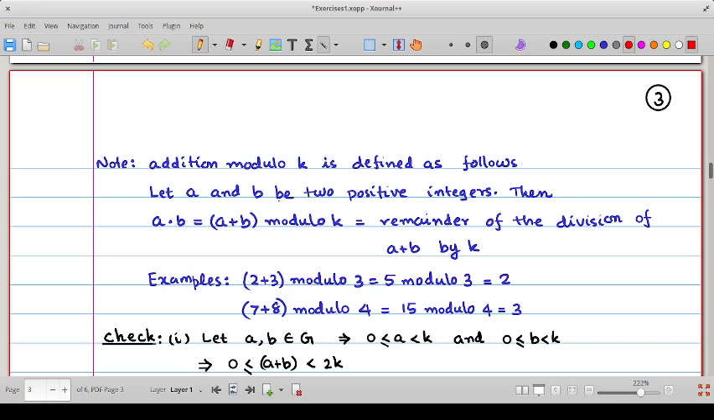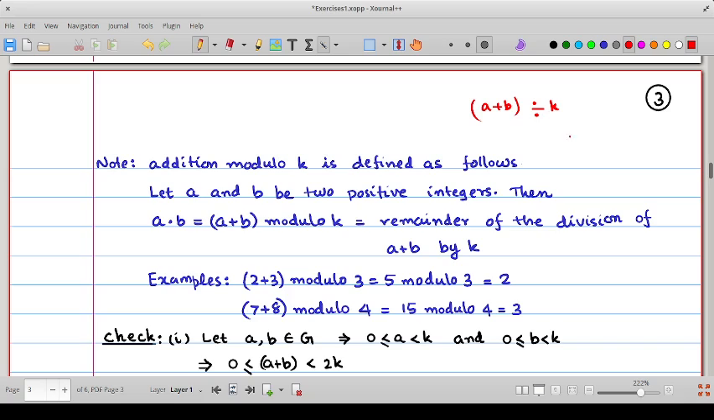Let A and B be two positive integers. Then A dot B, which is the composition of A and B, is defined in the following way, and we write it as A plus B modulo k, which is first find A plus B, then divide it by the integer k and find the remainder of this division. So A plus B modulo k is the remainder of the division of A plus B by k.